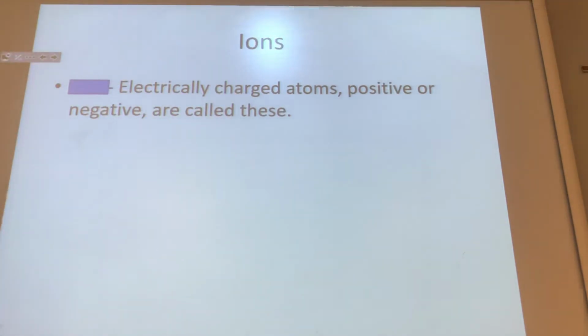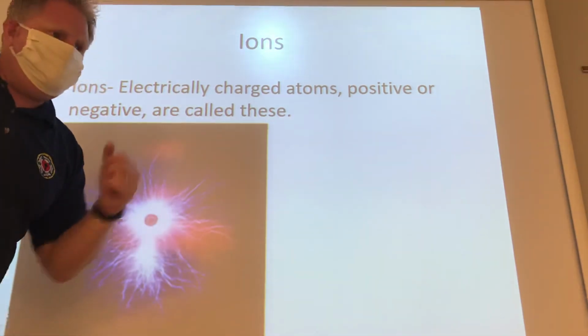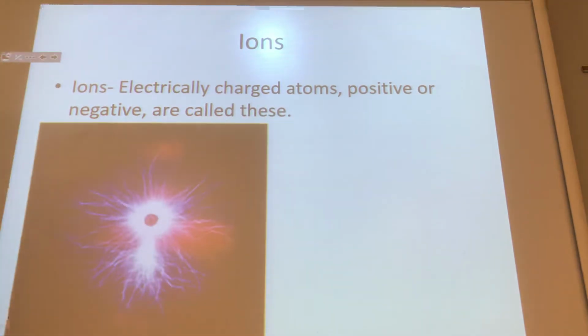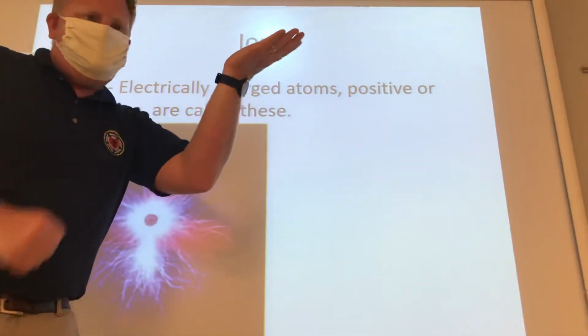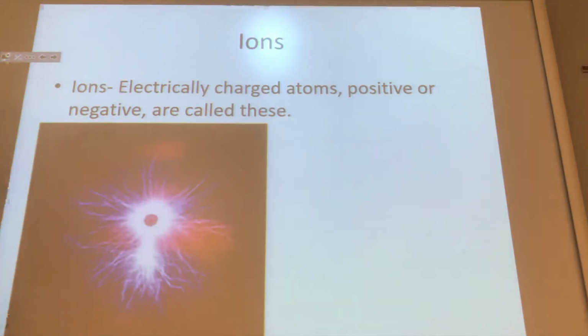Okay? Ions. Electrically charged atoms that are positive or negative charged. That's an ion. Positive ions have more protons. That means they lost an electron. Negative ions have more electrons. That means they gained electrons. You always stay the same number of protons. You either gain or lose electrons. Ions are electrically charged atoms, positive or negative.